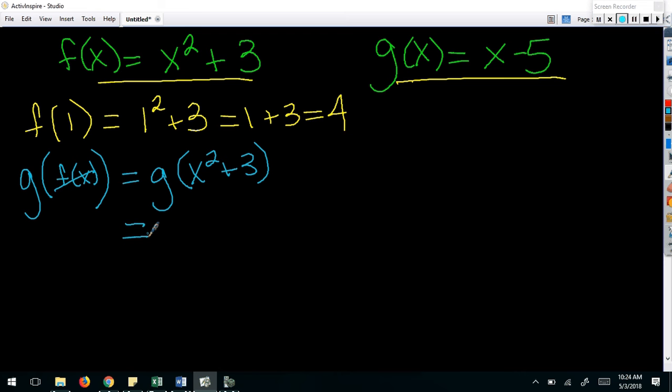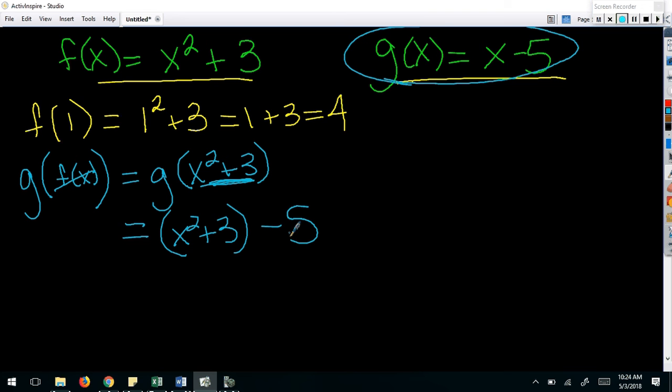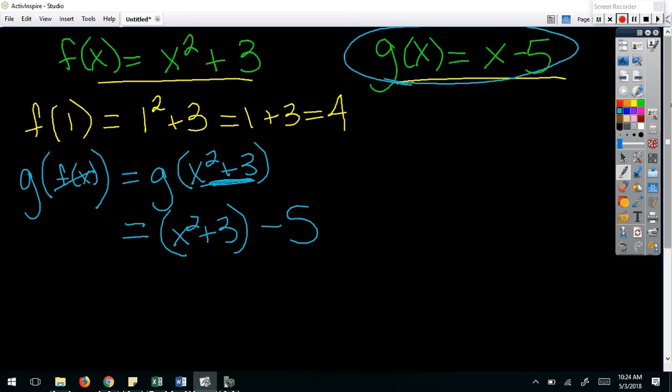Alright, yes. So g, look at g. Remember, g of x is x minus 5. It's not x anymore, it's x squared plus 3 minus 5. Can you still see the formula there? Yeah, why didn't you just do it? Because I'm trying to take it step by step.